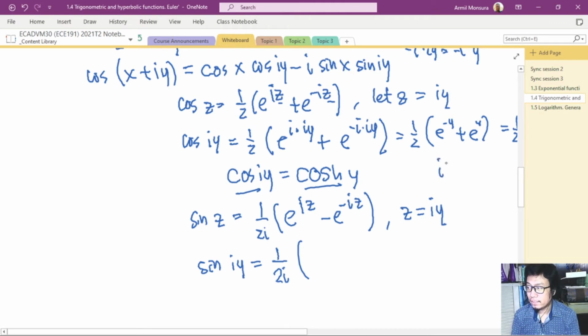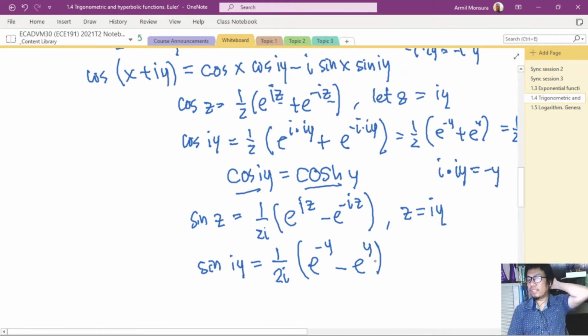becomes i times iy, which should give you negative y, as we have established earlier. So this becomes e raised to negative y as we substitute iy to z here. Okay? And then the other side becomes e raised to y.